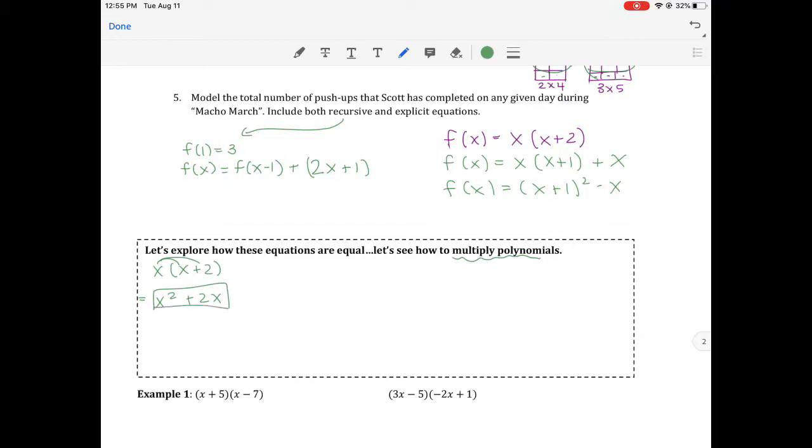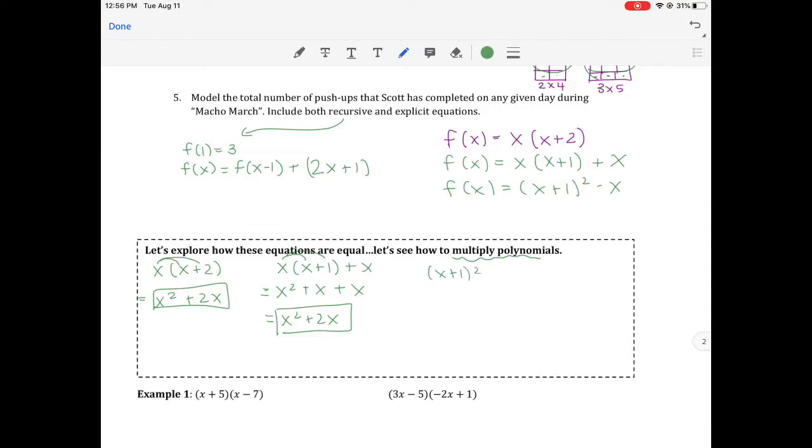Okay. So now let's look at the next one. This one we have x times x plus 1 plus x. So let's think about it. Let's distribute again. We get x squared plus x, right? Combine your like terms. So once again, we get x squared plus 2x.